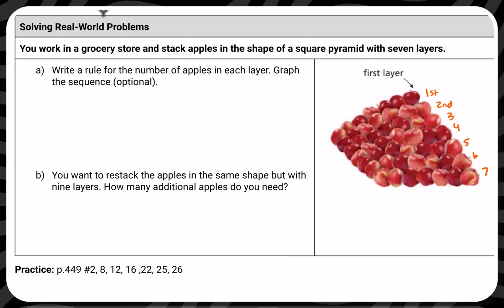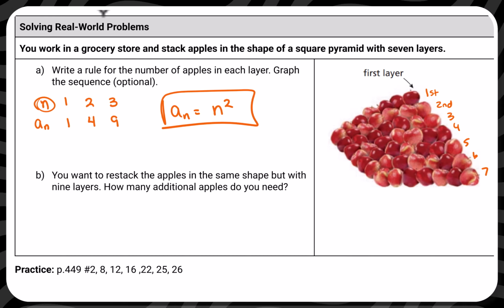You can see that there is definitely a relationship between the layer and the number of apples in each layer. So if we write it down, n is going to be the number of each layer: first layer, second layer, third layer, and the actual number of apples would be a sub n. You have 1 apple in the first layer. You have 4 apples because it's 2 apples by 2 apples, 2 times 2 is 4. And then 3 times 3 is 9, which is basically your pattern. So you take this n and multiply it times itself, and we all know that's just squared. So each layer is squared. Very simple. You don't have to add or take away anything.